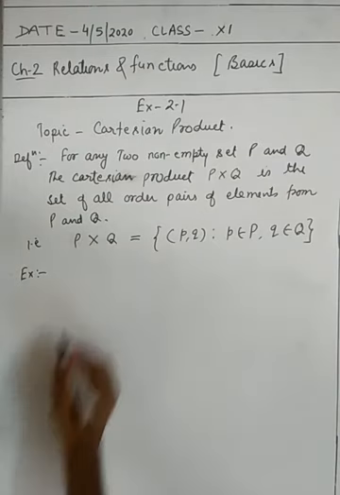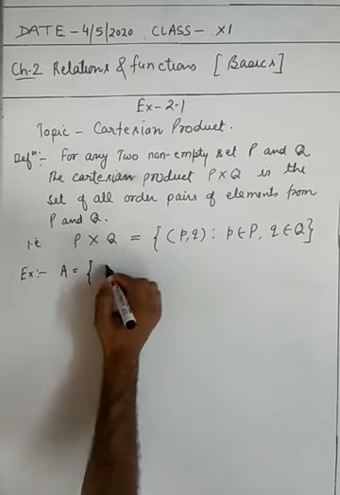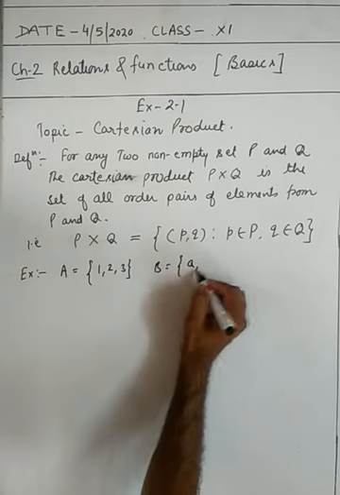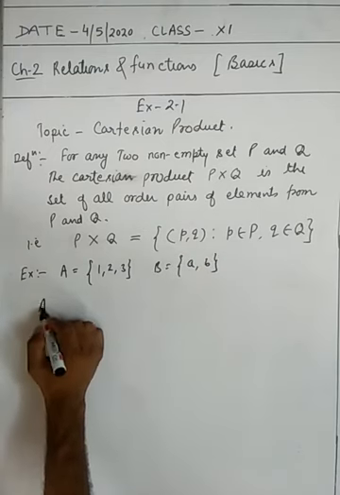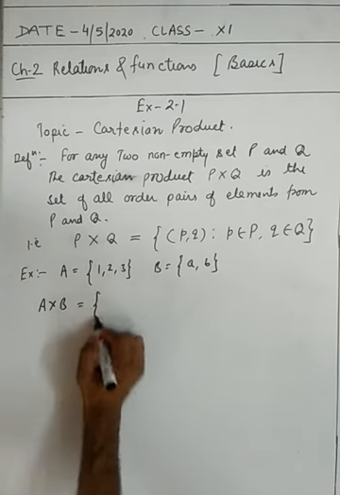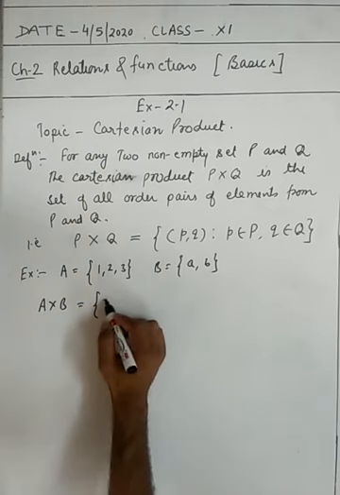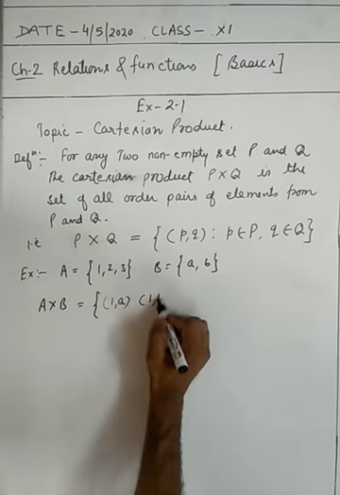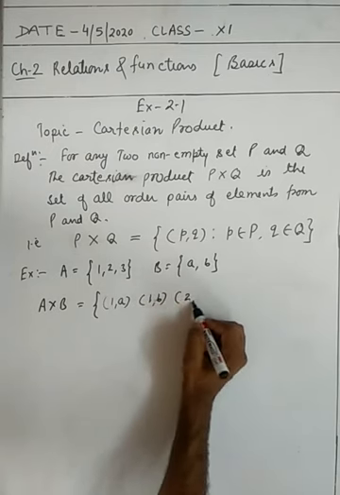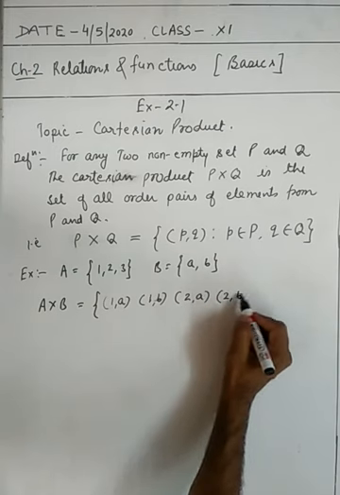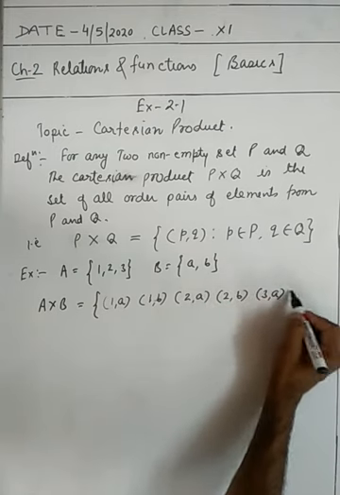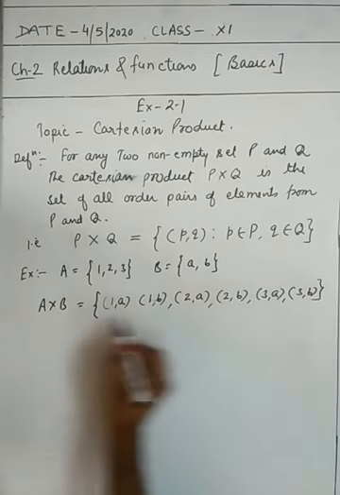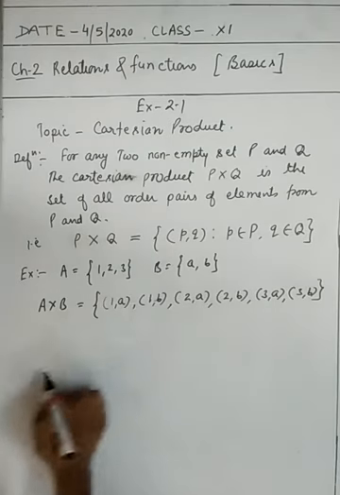Let us take an example. Let us take one non-empty set A equal to {1, 2, 3} and the second set as {a, b}. Then can you find A cross B? Yes, very easily. One with a, then one with b, then two with a, two with b, three with a and three with b. So this is the Cartesian product of A cross B.